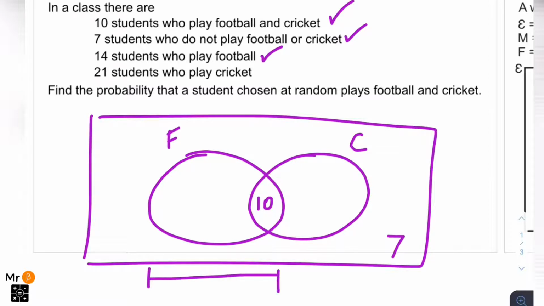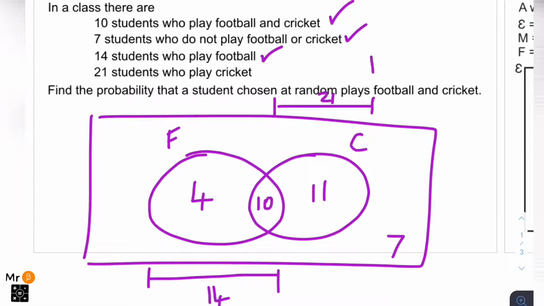So that means our football circle has to equal 14. Therefore, there must just be 4 who play football alone. It then tells you that there's 21 in total who play cricket, 10's in the middle already, so therefore that must be 11 who just play cricket.